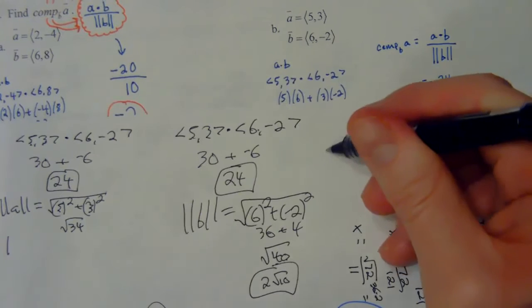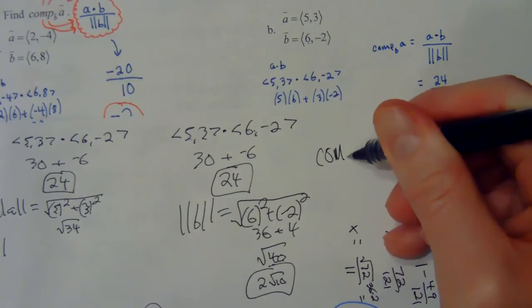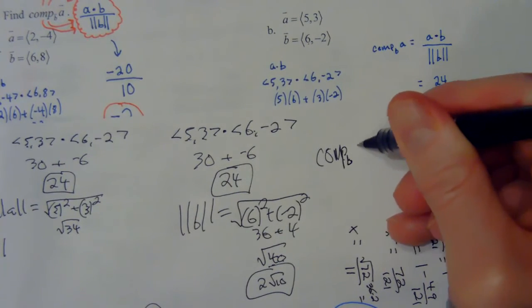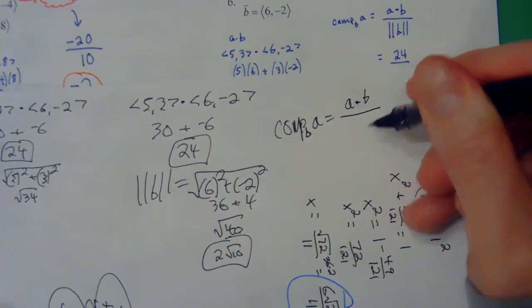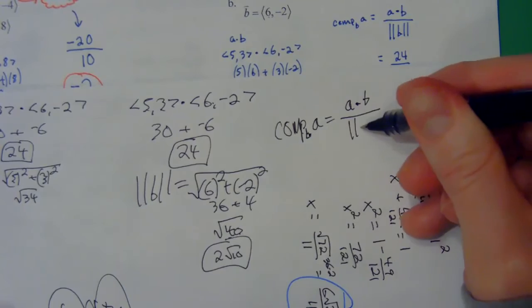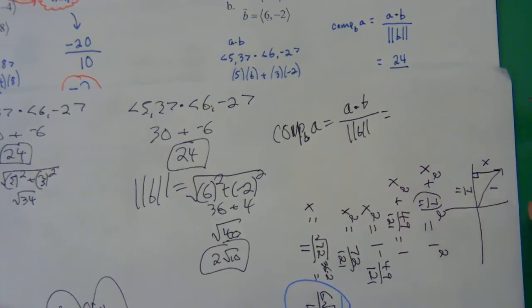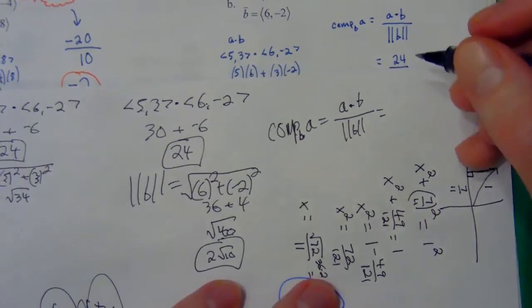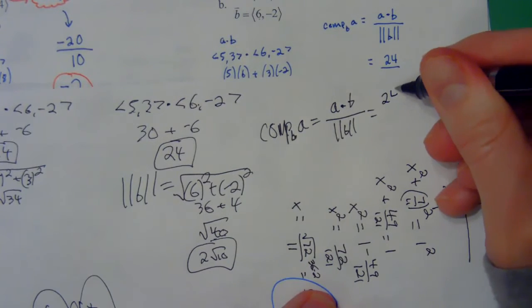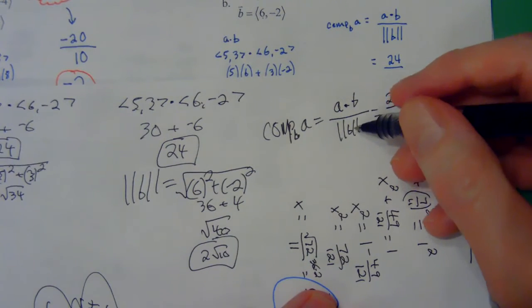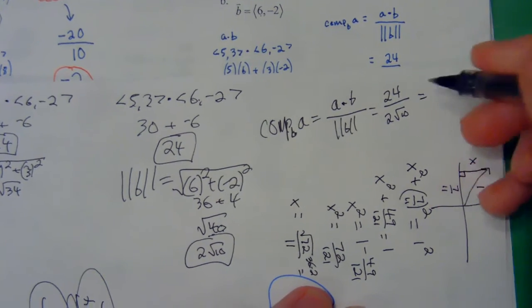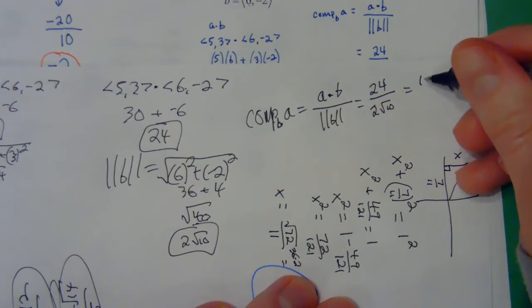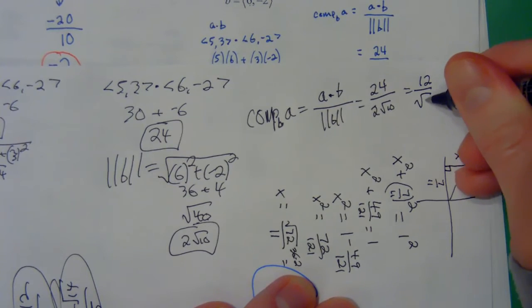And when you do the component of A along B, remember what you do. You're going to do the dot product, A dot B divided by the magnitude of that bottom vector, the magnitude of B. And so your dot product we found was 24. And then the magnitude of B we found was 2 radical 10. And this is just 24 divided by 2, which is going to be 12. And then the square root of 10 is on the bottom.